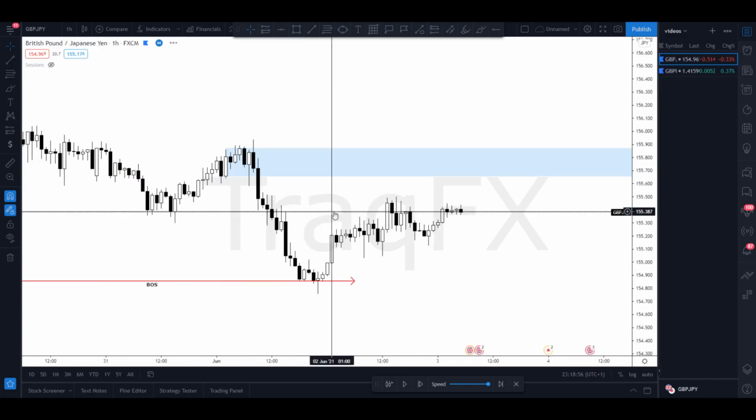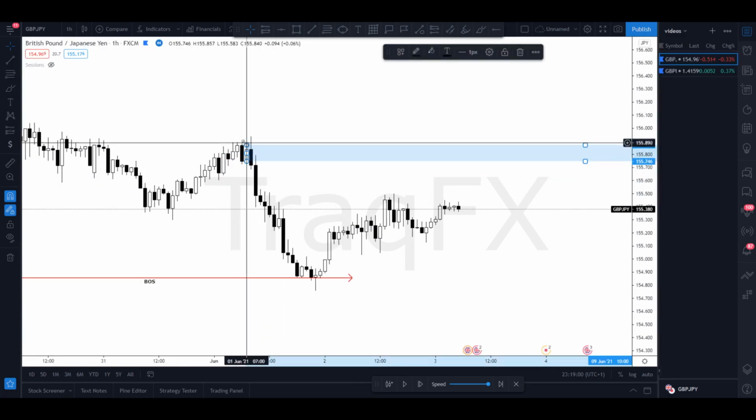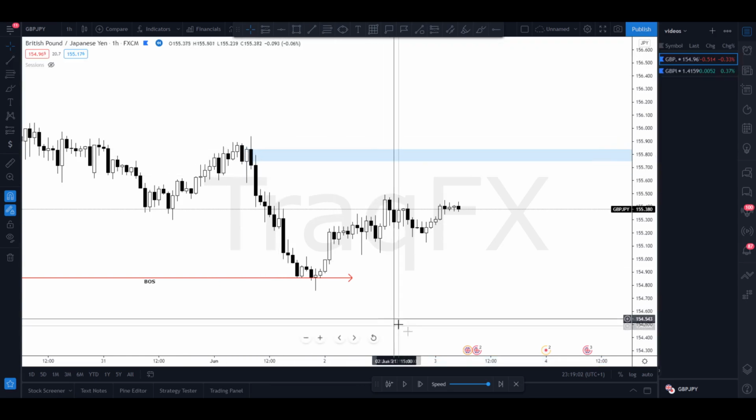So let's go down to the 1 hour time frame. Let's see if I can refine this. I refined it up to here, perfect. Refined it up to this institutional candle.